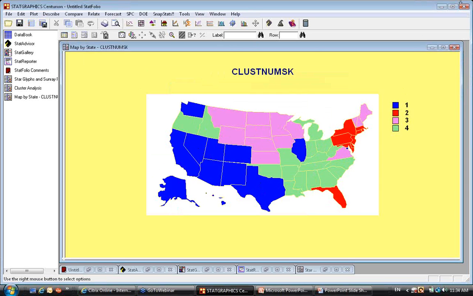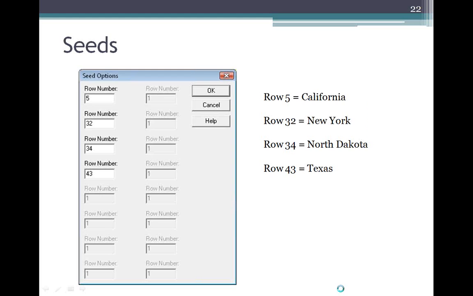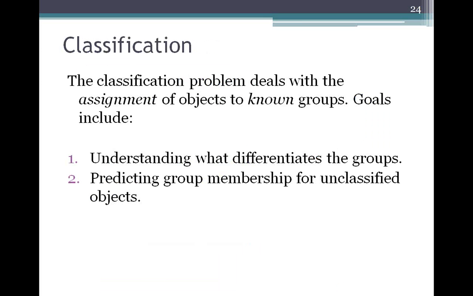Okay. Well, that's what I wanted to say about cluster analysis. Let me minimize those windows for a moment and go back to my PowerPoint presentation and move to the second major topic of this webinar, which is classification.